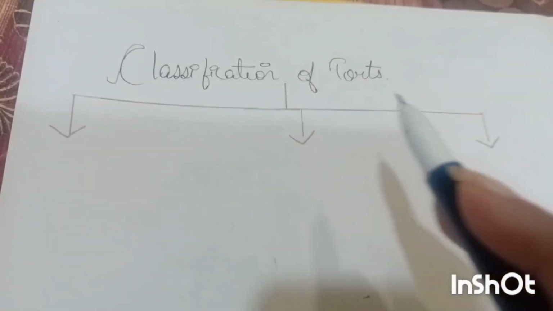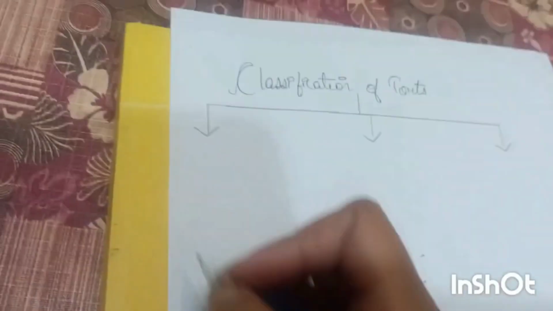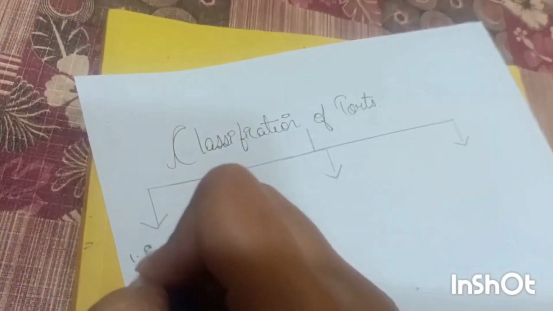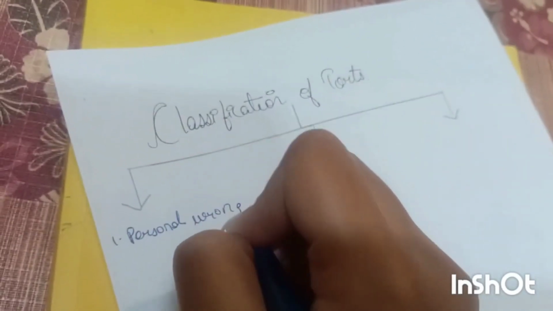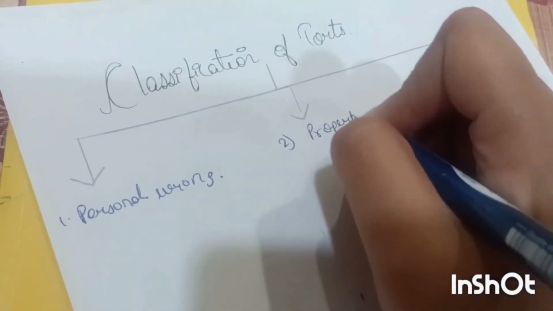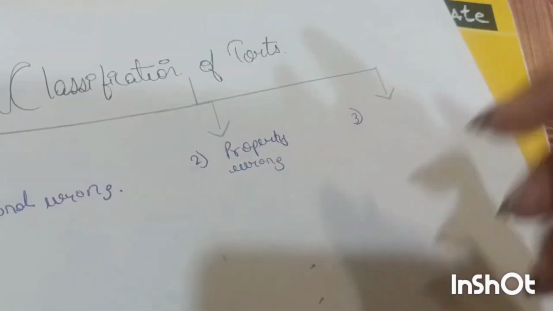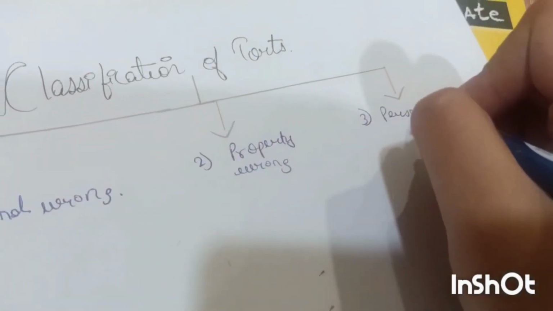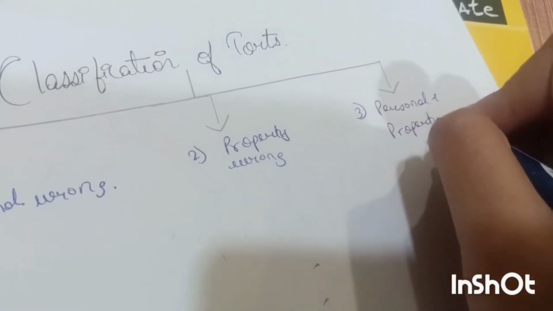Now let's see the classification of torts. There are three classifications. The first one is personal wrong, the second one is property wrong, and the third one is personal plus property wrong.